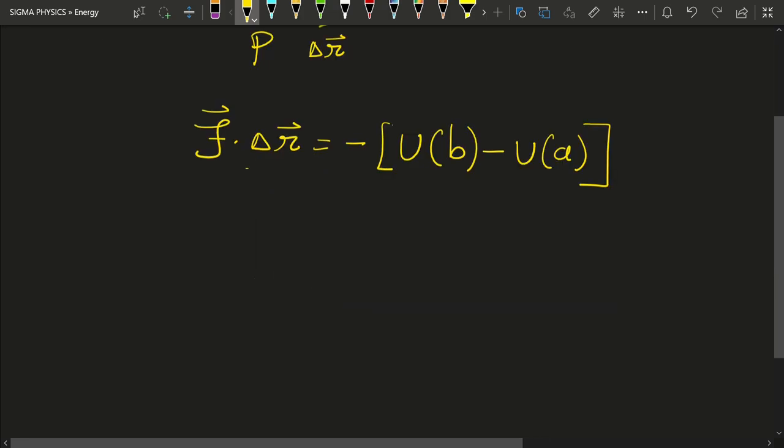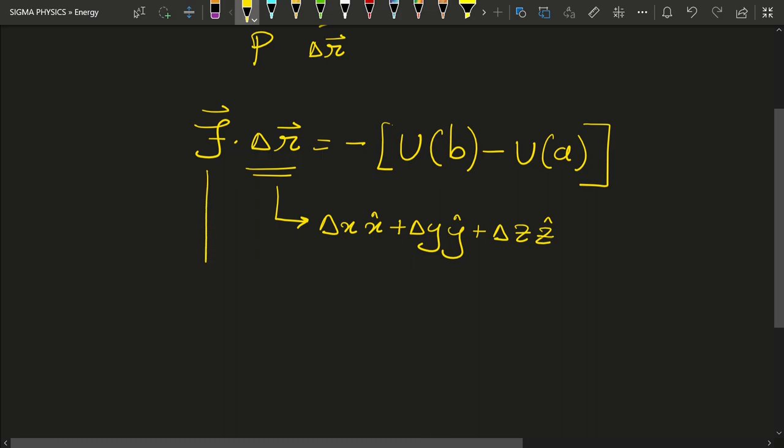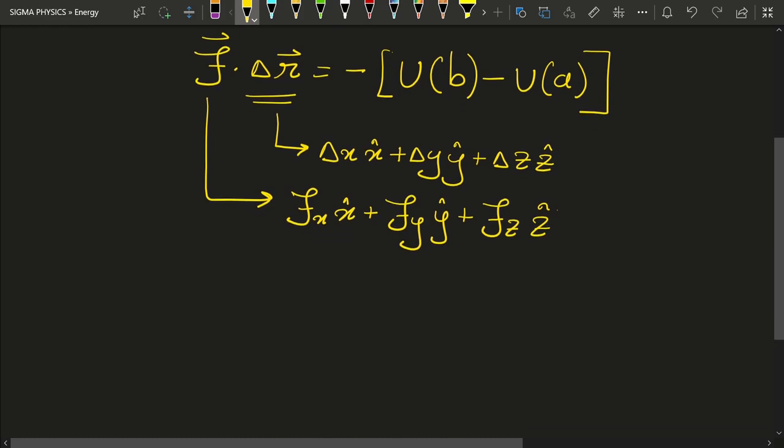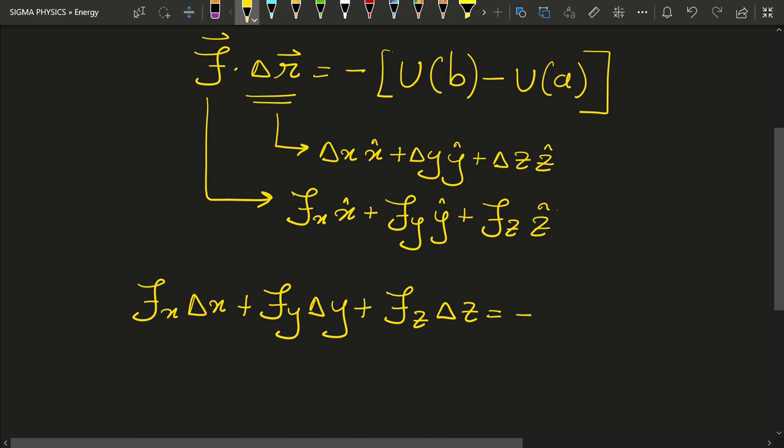In this equation, delta R is nothing but delta X X cap plus delta Y Y cap plus delta Z Z cap. And F is nothing but F of X X cap plus F of Y Y cap plus F of Z Z cap. What we have here is the dot product of the two, and hence we get F of X times delta X plus F of Y times delta Y plus F of Z times delta Z equal to negative of the final potential energy minus the initial potential energy, which is nothing but the change in potential energy between the point B and the point A, right?